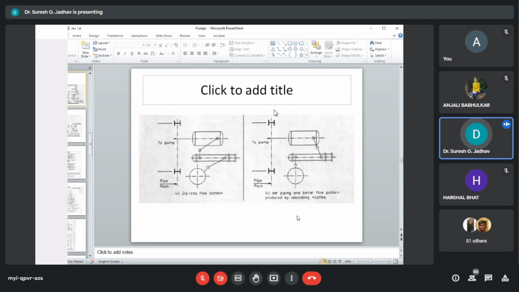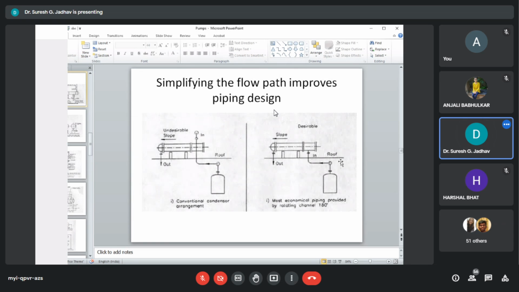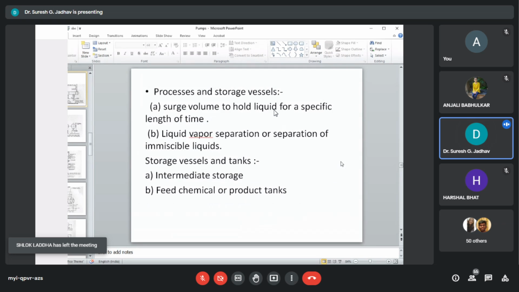In the next path, that is zigzag flow patterns, we can get simpler piping and a better flow pattern produced by relocating the nozzles. With the help of this path, we can improve the piping design in the process industry or chemical industries.